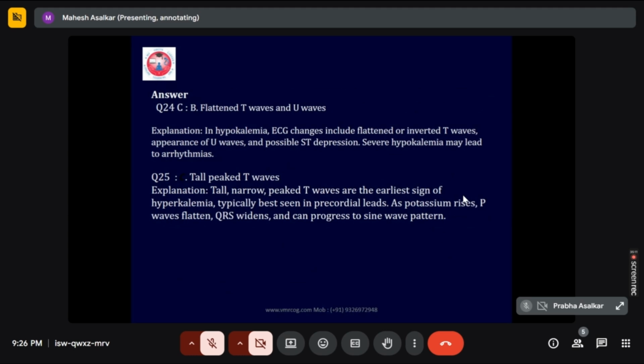Tall narrow peaked T waves are the earliest sign of hyperkalemia, typically best seen in precordial leads. As potassium rises, P waves flatten, the QRS widens, and it can progress to a sine wave pattern.